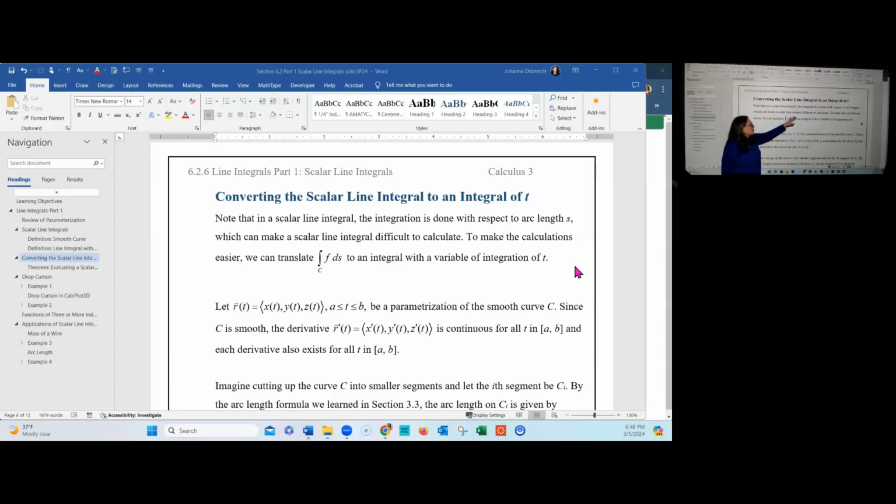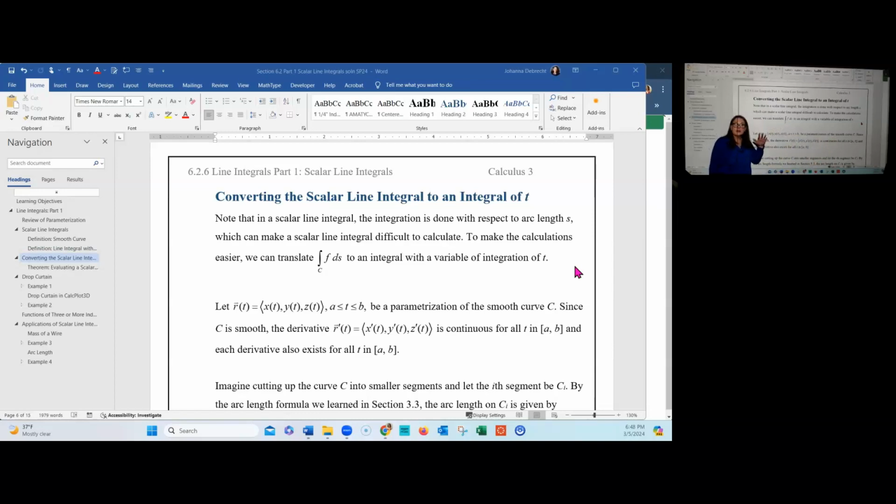Now, integrating with respect to arc length can be quite difficult. When we were working in section 3.3, we converted the arc length differential into something we could actually compute, namely the magnitude of the derivative of the parameterization of the curve. Let's go ahead and let r of t be some parameterization of the curve, x of t, y of t, z of t, assuming we're in three-dimensional space, and it is a smooth curve.